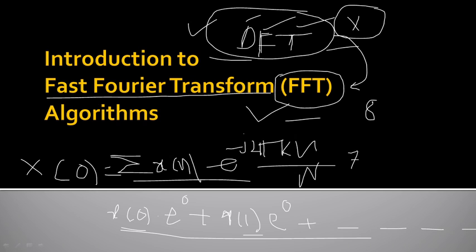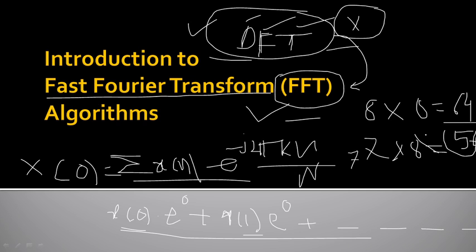For 8 points we have to calculate, so that is a total of 64 multiplications required. And what about additions? One less than that is required, so 7 into 8, that is 56 additions. So 56 additions and 64 multiplications are required for 8 points.